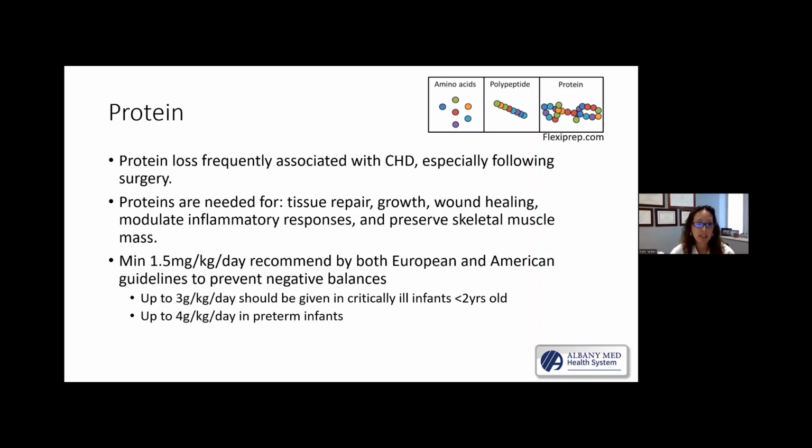But really, in these congenital heart disease infants, providing about 3 grams per kilo per day should be given in infants who are less than 2 years old. And in our preterm population, we target 4 grams per kilo per day.